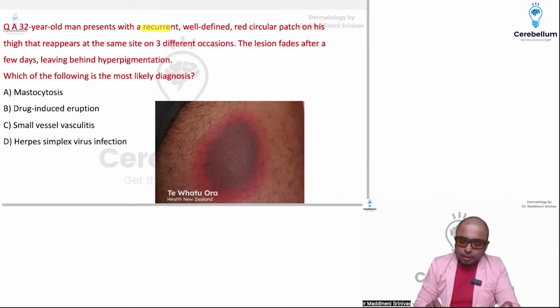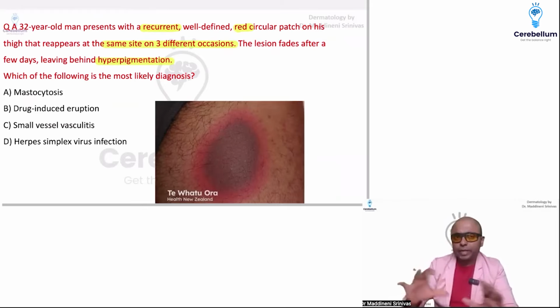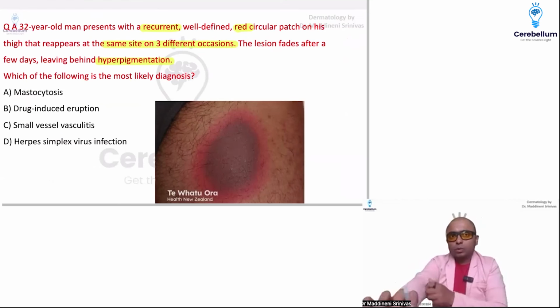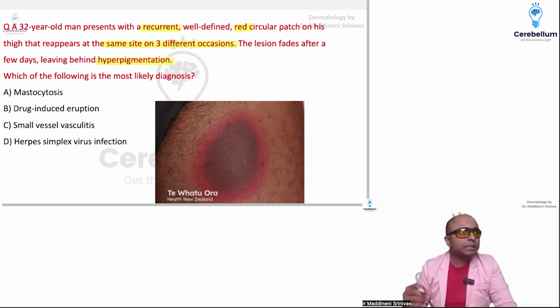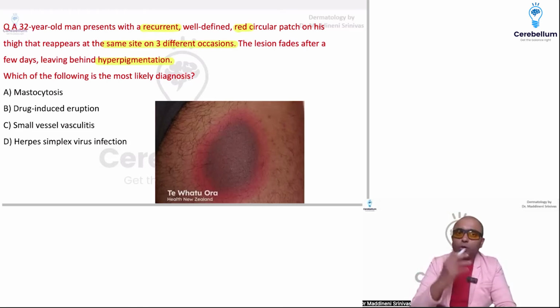A man comes with recurrent well-defined red patches which occurred at the same site on 3 different occasions. Lesions fade after a few days and they leave hyperpigmentation. So this type of image was given. Is this the same question and the same image? Many students told me that this was what was asked in the exam. So if it was any different, you can put it in the comment section.